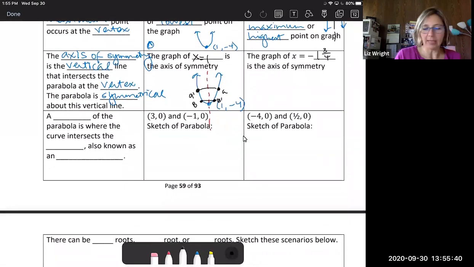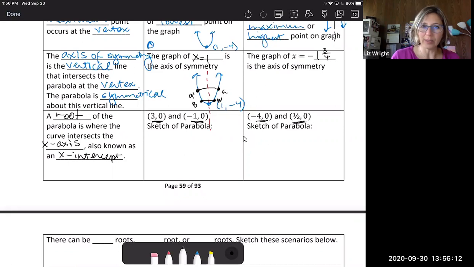So then the last characteristic we've got is a root. A root of the parabola is where the curve intersects the x-axis, also known as an x-intercept. And so this one, our parabola has 2 roots at 3, 0 and -1, 0. And on this one, we've got -4, 0 and 1/2, 0.